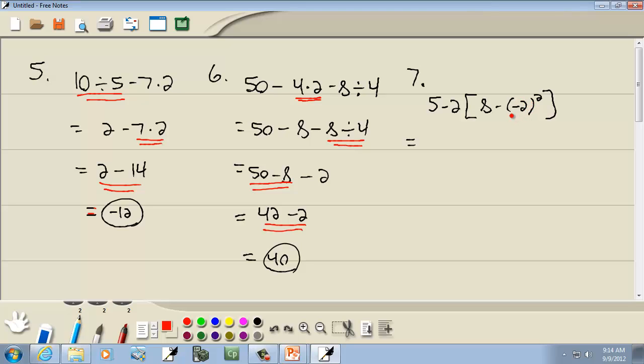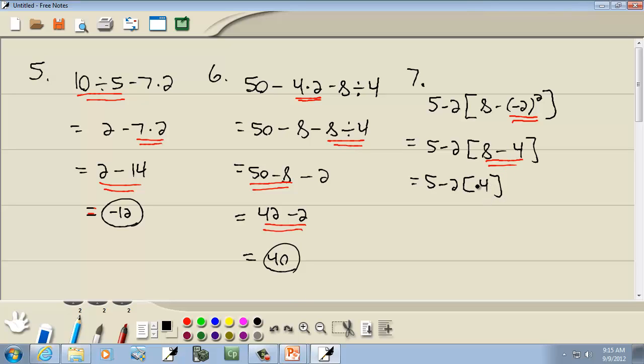Excuse, exponents. Well, we have an exponent here. We've got negative 2 to the second power. Everything else carries down. Negative 2 to the second power, negative 2 times negative 2 gives us a positive 4. Now I'm still doing what's inside the brackets. And the last thing to do inside the brackets is addition and subtraction. 8 minus 4, which gives us 4.